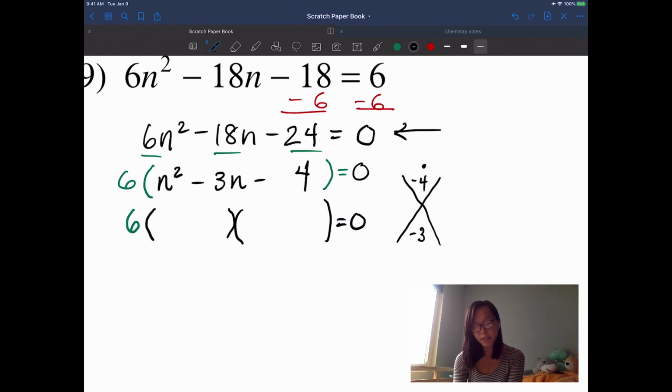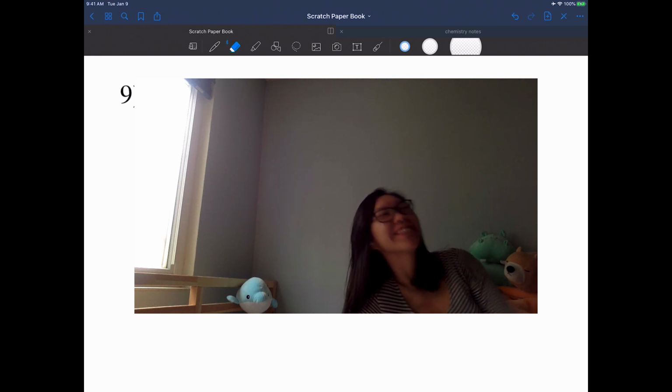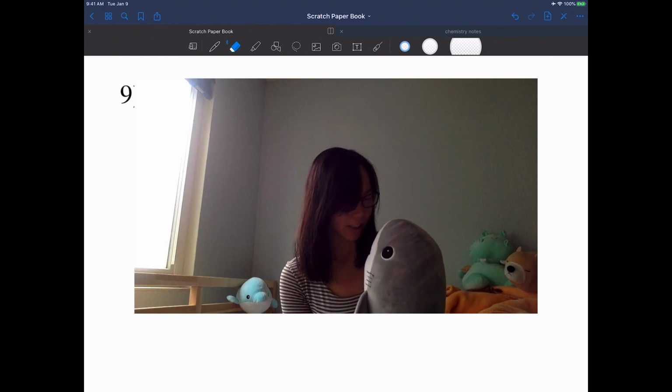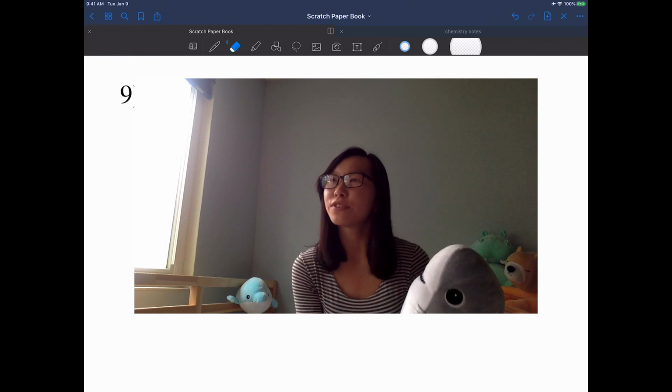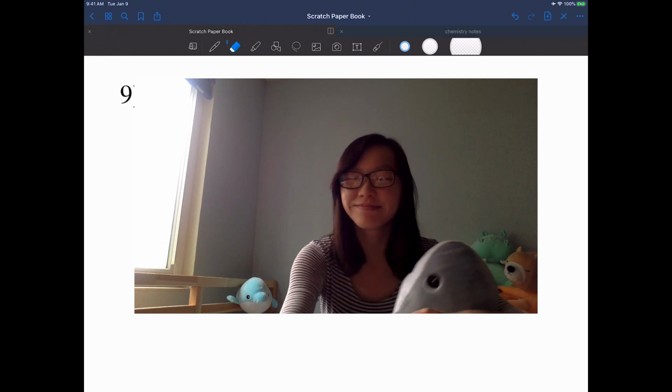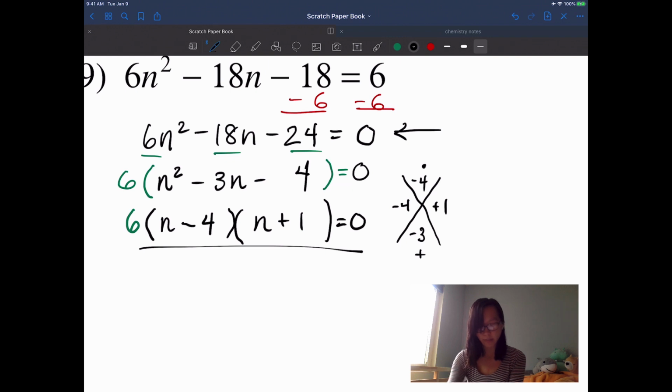And you're going to think, what multiplies to negative 4 and adds to negative 3? Sharky, can you help me? Oh yeah, it's probably negative 4 and positive 1. That sounds about right. So then you can change this to n minus 4, where the n minus 4 comes from here, and n plus 1, where the plus 1 comes from here. So now you have a much more factored equation that can help you solve for n.